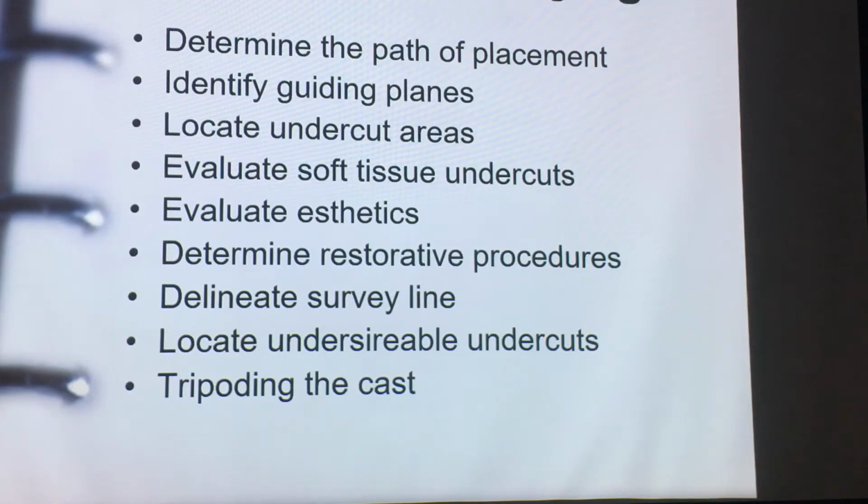So, the path of placement is determining the most acceptable path of placement and also path of dislodgement for the partial. How it's inserted in the patient's mouth and how it comes out of the patient's mouth. When possible, we should try to start with a flat occlusal plane parallel to the survey table. So we will start at, let's say, the zero position.